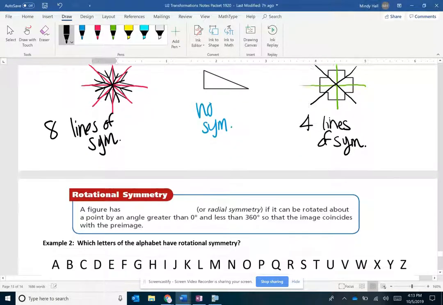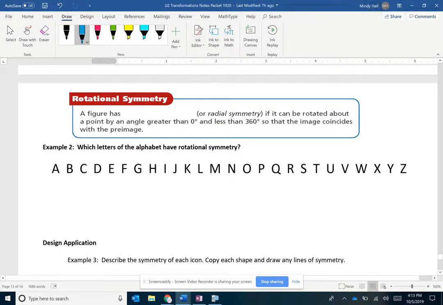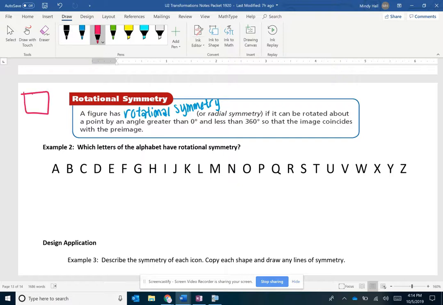Okay. So then rotational symmetry is our last bit. And with rotational symmetry, or radial symmetry, a shape can be rotated up to 360 degrees, but not actually 360 degrees, so that the image coincides with its pre-image. So if you think about a rectangle, I can turn a rectangle 180 degrees and it still looks like a rectangle, because the top part would then be the bottom part, but it still looks like a regular rectangle.